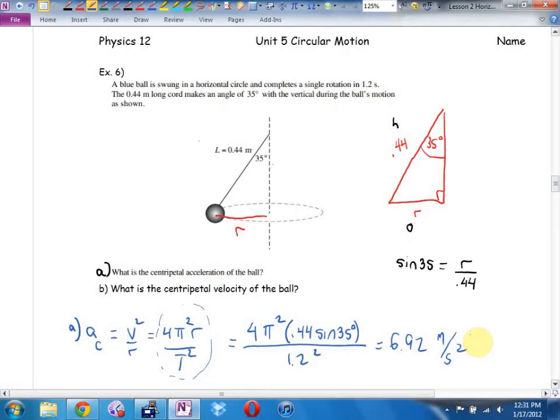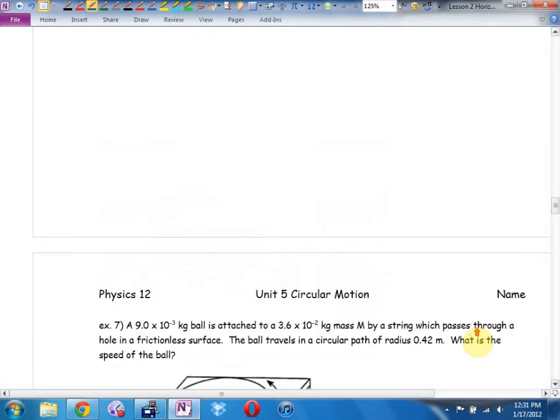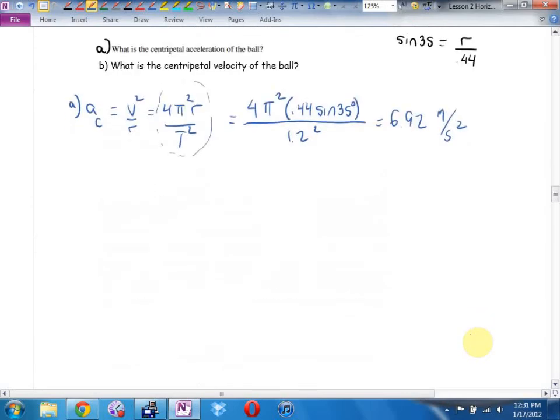Oh, B. Whoops. Hey, this is part B, Mr. Dueck. What's the centripetal velocity of the ball? Now, I threw this on here because this is not on your formula sheet. Here's how I remember this. Brendan, what are the units for velocity? What do you measure velocity in? I think I heard you say distance over time when you said meters per second. Yes? And then I remember to myself, but in a circle, what is the distance once around? We call it the circumference.